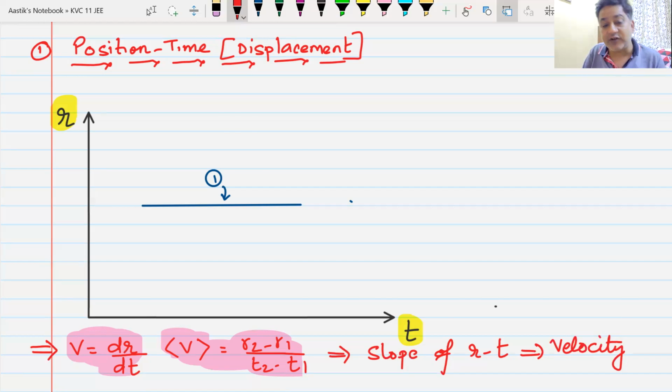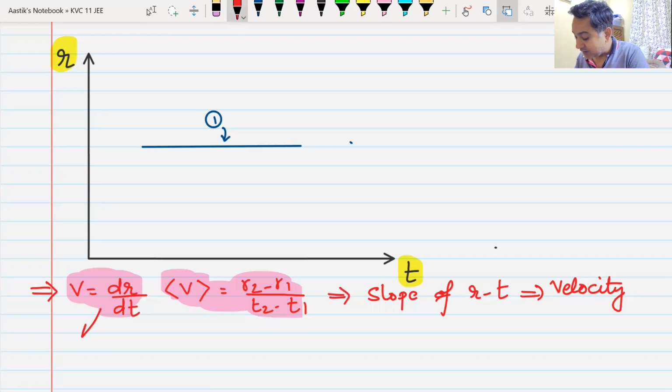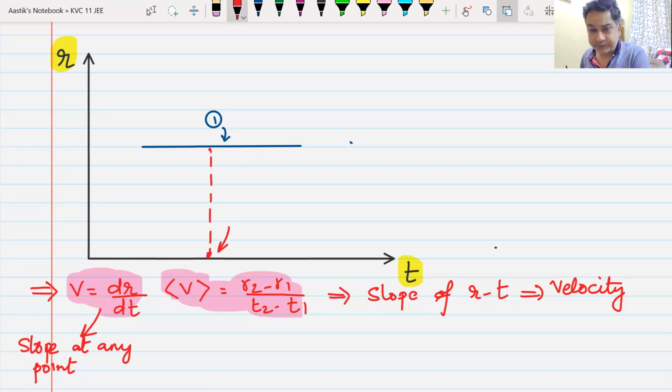To get the instantaneous velocity, you find the slope at any point. If I want to know the instantaneous velocity at this point, you find the slope at this point on the graph. Do we understand this? So if someone asks me what is the velocity at 2 seconds, you look at 2 seconds, you look at the slope. This is the velocity at 2 seconds.